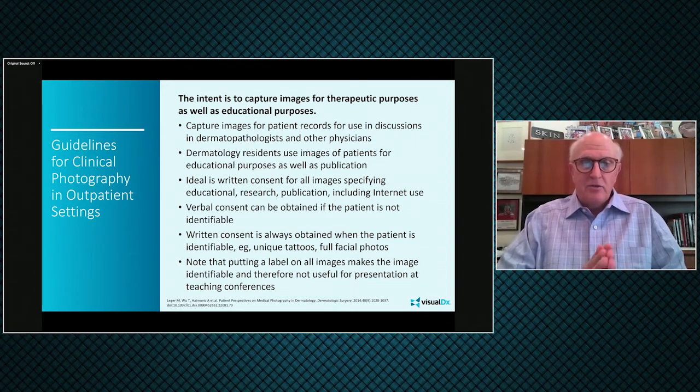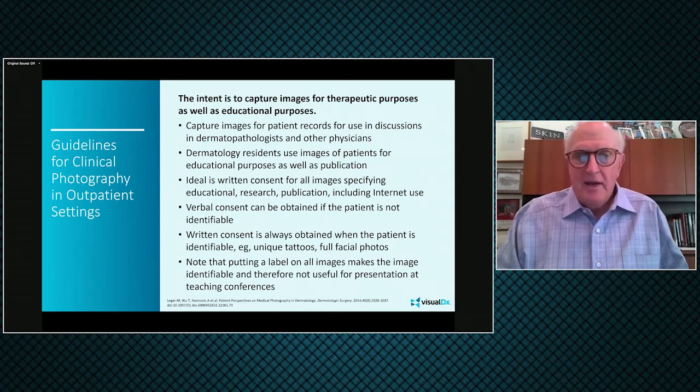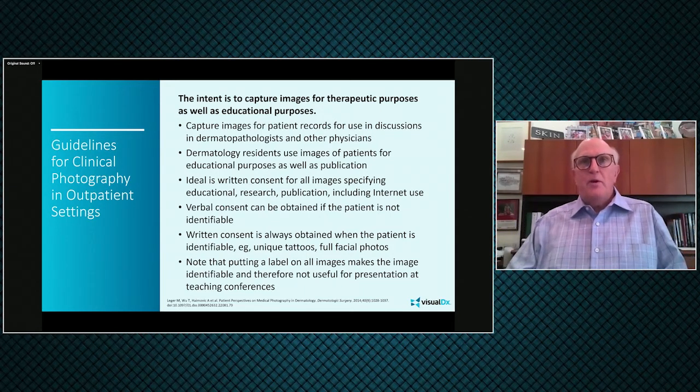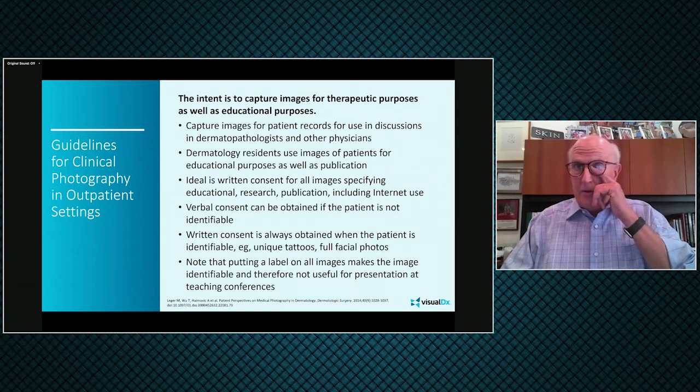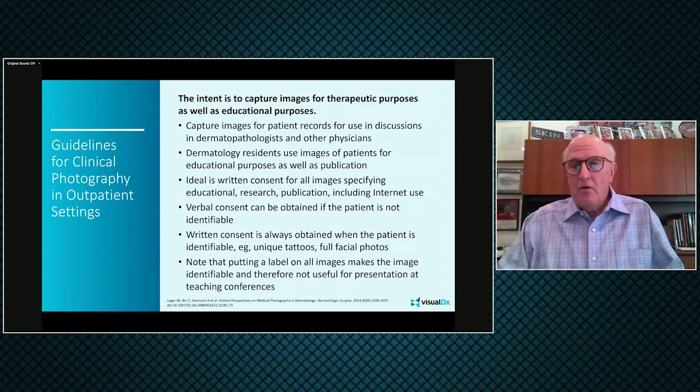It's ideal, as we've already said in the past slide, to have a written consent, but verbal consent can be obtained, particularly if the image is not identifiable by someone other than the patient or their immediate family members. If you have a patient who has a tattoo, those are identifiable. If you're taking a full facial image of a patient, that's identifiable. And so then you should have a written consent for certain. Putting a label on all your images makes the image identifiable.